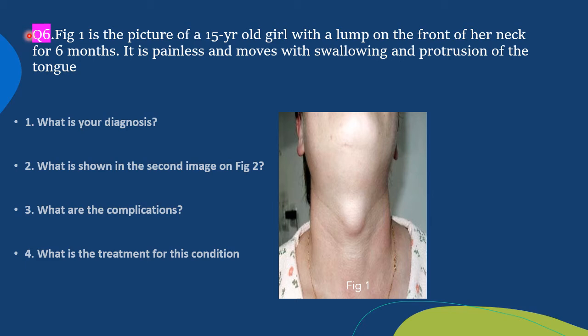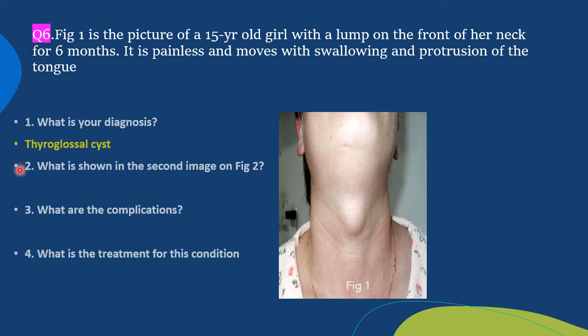Question number 6. Figure 1 here is the picture of a 15-year-old girl with a lump in the front of the neck for the past 6 months. It's painless, moves with swallowing and protrusion of the tongue. What is your diagnosis? The answer, thyroglossal cyst.